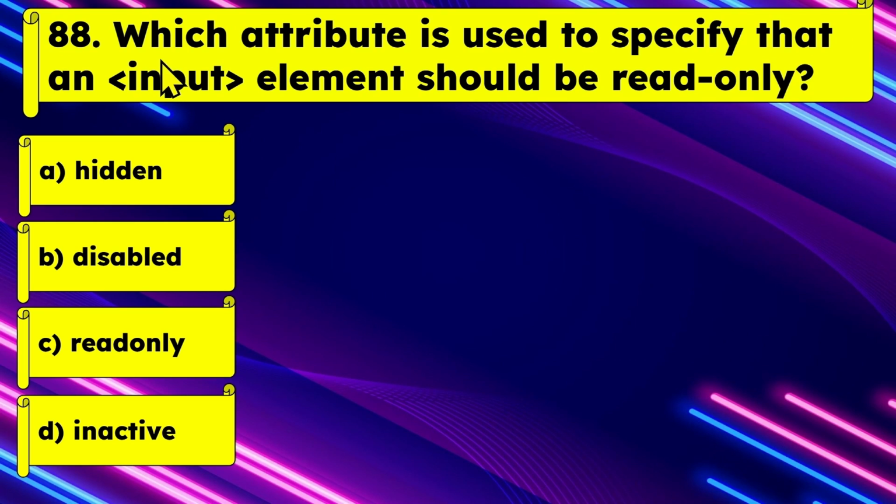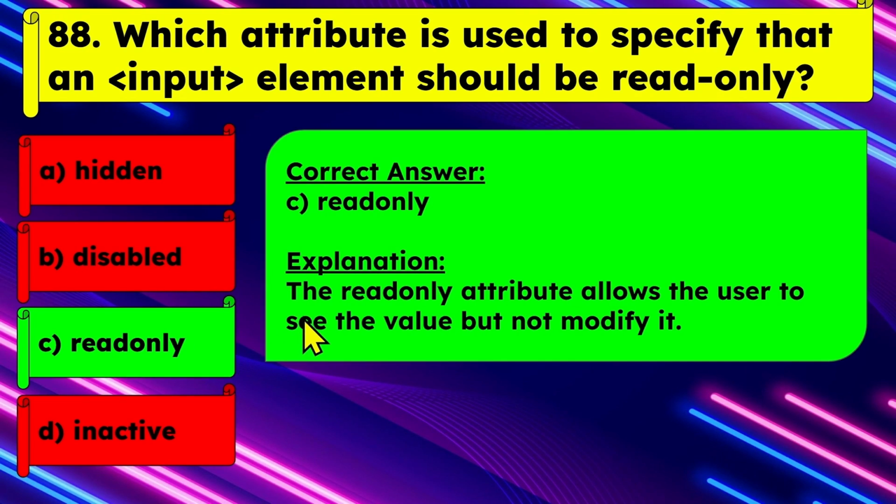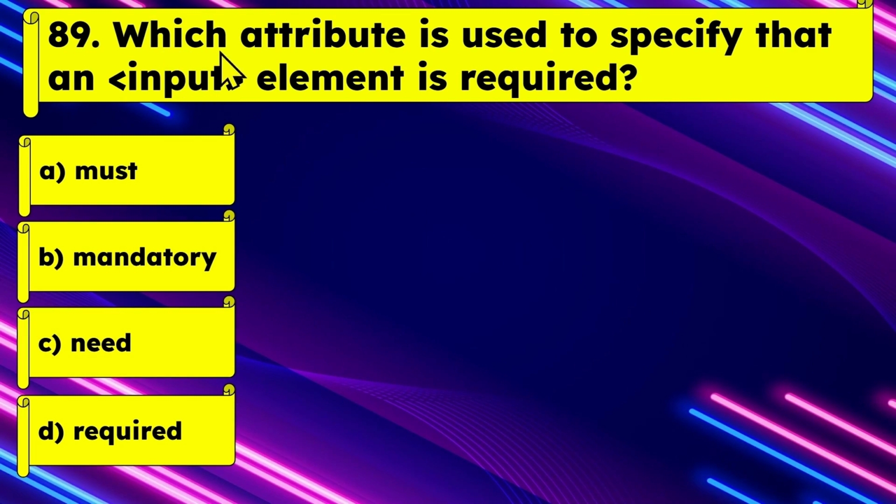Next question says, which attribute is used to specify that an input element should be read-only? Option A, hidden attribute. Option B, disabled attribute. Option C, read-only attribute. And option D, inactive attribute. Definitely the correct answer will be option C, which is read only. As you can see in the explanation, the read only attribute allows the user to see the value but not modify it.